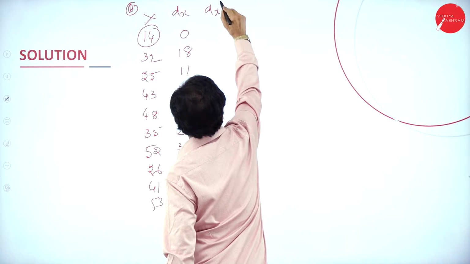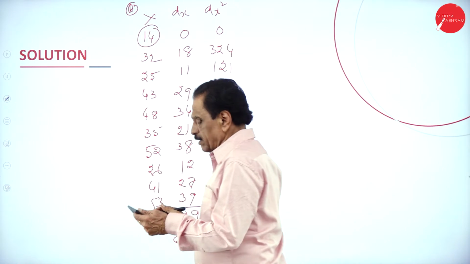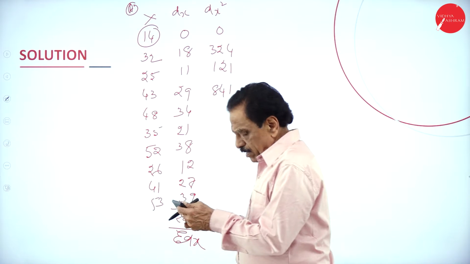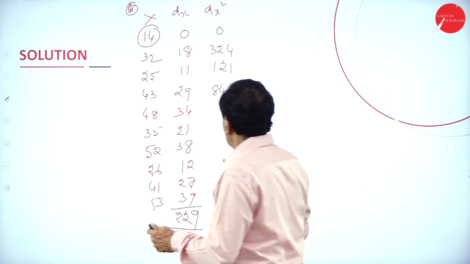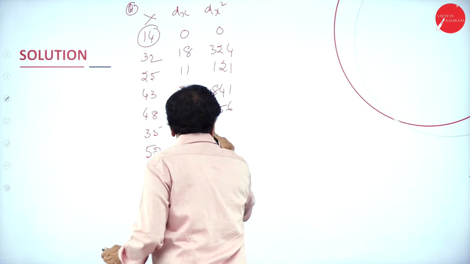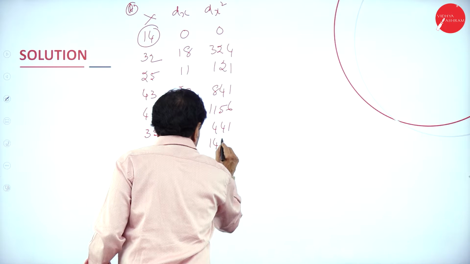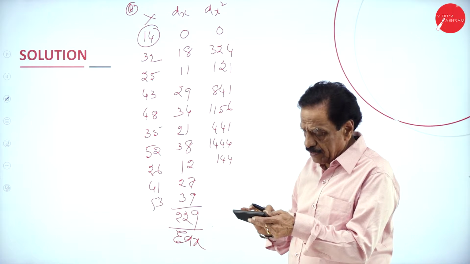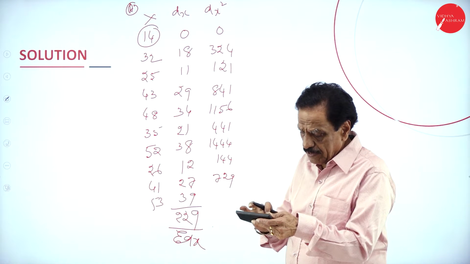Square of this number, dx square: 0, 18 square is 324, 11 square is 121, 29 into 29 is 841, 34 into 34 is 1156, 21 into 21 is 441, 38 into 38 is 1444, 12 square is 144, 27 into 27 is 729, 39 into 39 is 1521.